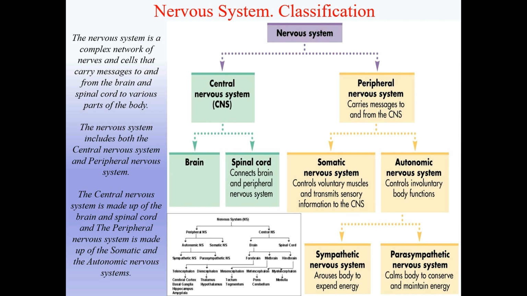Classification of nervous system. As you remember, the nervous system is a complex network of nerves and cells that carry messages to and from the brain and spinal cord to various parts of the body. The nervous system includes both the central nervous system and peripheral nervous system. The central nervous system is made up of the brain and spinal cord. The peripheral nervous system is made up of the somatic and autonomic nervous system. Today we will talk about peripheral nervous system, specifically parasympathetic nervous system, which is the part of autonomic nervous system.